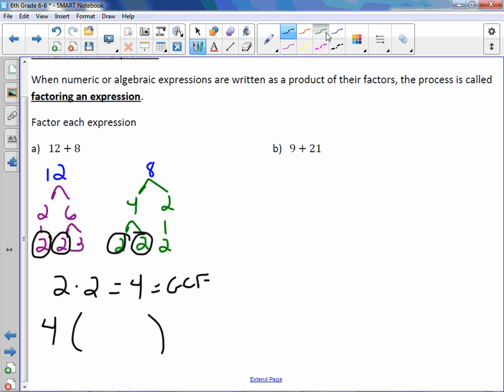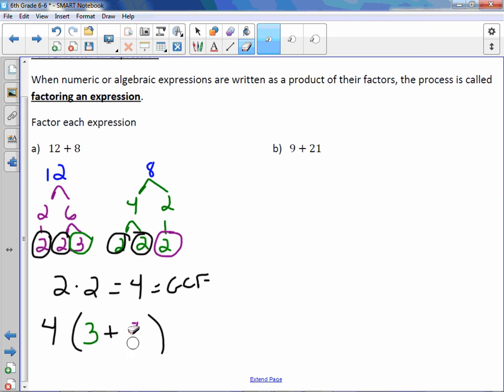And what's left over, let's pick a color, let's do green for this. What's left over is a 3. So bring that 3 down. And what's left over on the second part is, 8 is 4 times 2, so a 2. So bring that 2 down. And I did addition here because I had addition in the original expression. So this is factoring the expression.